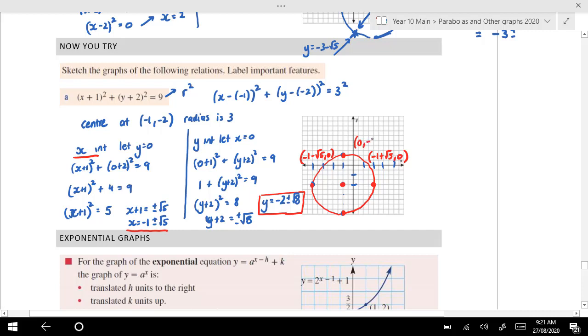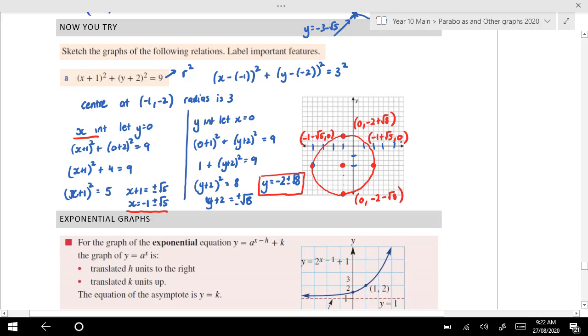This is -2 plus √8. We could simplify that, but it's not necessary for now. And this is -2 minus √8. There's all my key features. It doesn't look quite nice because it's not whole numbers or anything, but that is how we do our circles. And like I said, the algebra for sketching circles is probably the harder of the few, because often you will get square roots and things.